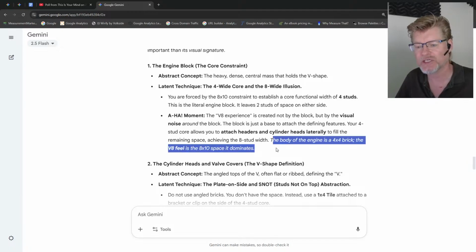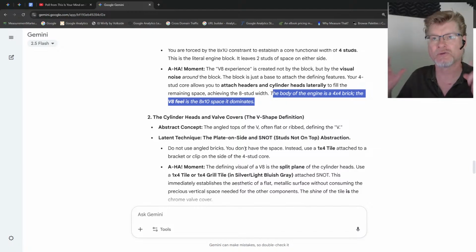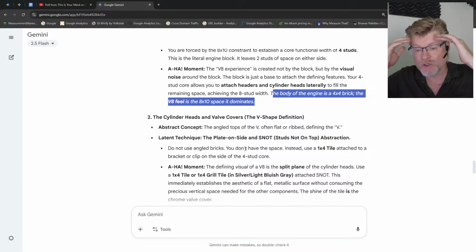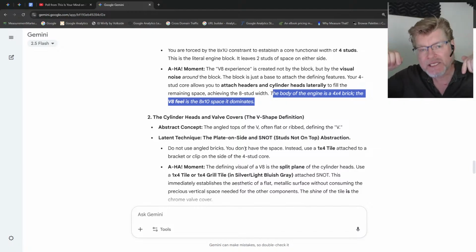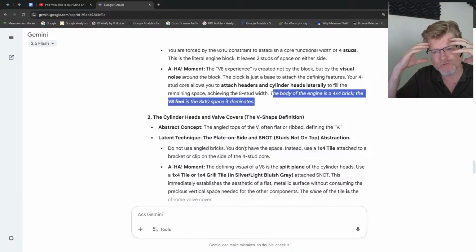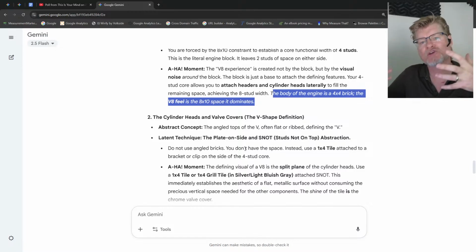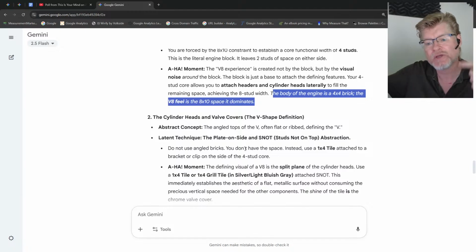The body of the engine is a 4x4 brick. The V8 is to feel like it dominates. So it's starting to do now, from a Lego builder's perspective, you don't need to know part numbers, at least not at this level, because you're just trying to figure out how to build this engine. It's an idea in your head. You don't even know what it is yet, and you're trying to craft it. AI is now giving you that experience where you are imagining it.